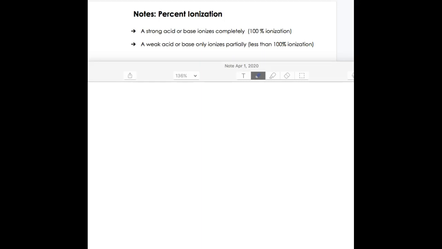100% ionization. A strong acid or a strong base, we have learned in the past, will completely dissolve, 100%. We symbolize that with an arrow. However, a weak acid or a weak base is not going to ionize 100%. Only some of it will. And so, whenever we have a weak acid or a weak base, a certain percentage of it is going to form ions.